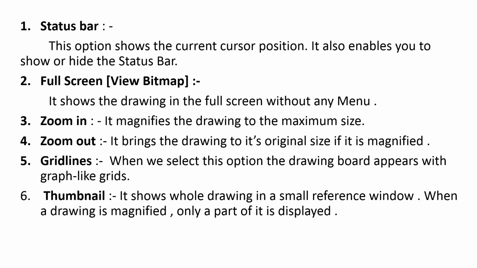As we have seen, there are 6 commands in the view menu. First is status bar, second is full screen, third is zoom in, fourth is zoom out, fifth is grid lines, and sixth is thumbnail. On the screen you can see the function of these 6 commands. Fine, so just have a look at it, and with the practical I will explain each of these commands. So let us start.